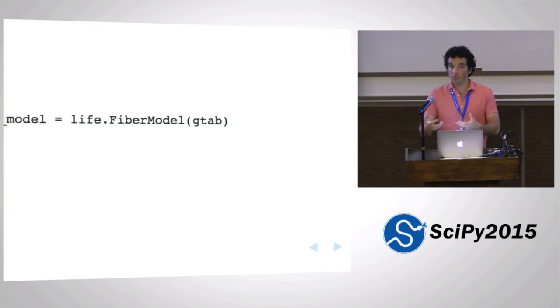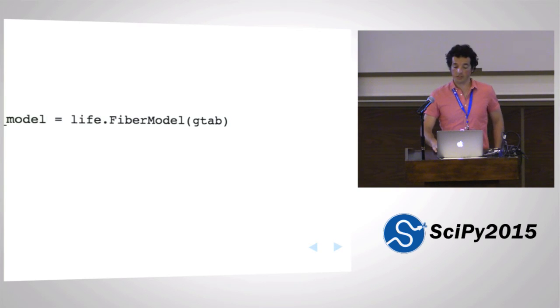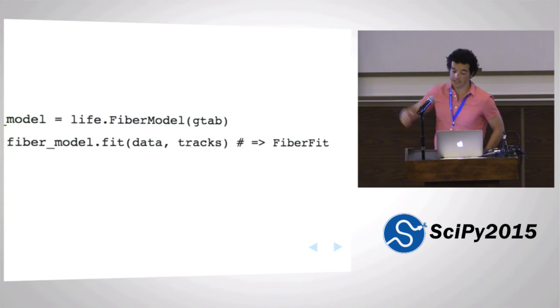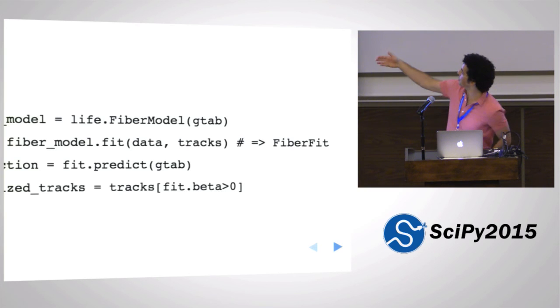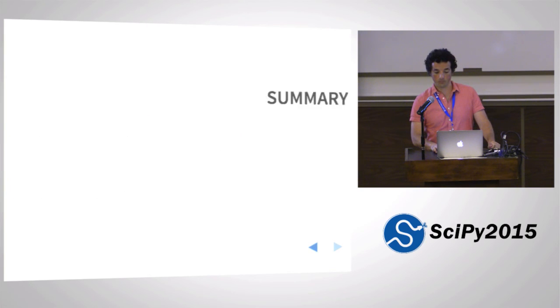This also has a similar API in DIPY, where again the model is defined with the measurement. It's then fit directly to the data, but together with the tracks in this case. And then, again, we can predict. This kind of API also has the additional benefit that we can then find the tracks for which these betas are larger than 0 and filter the tracks, so reduce the data size quite substantially.